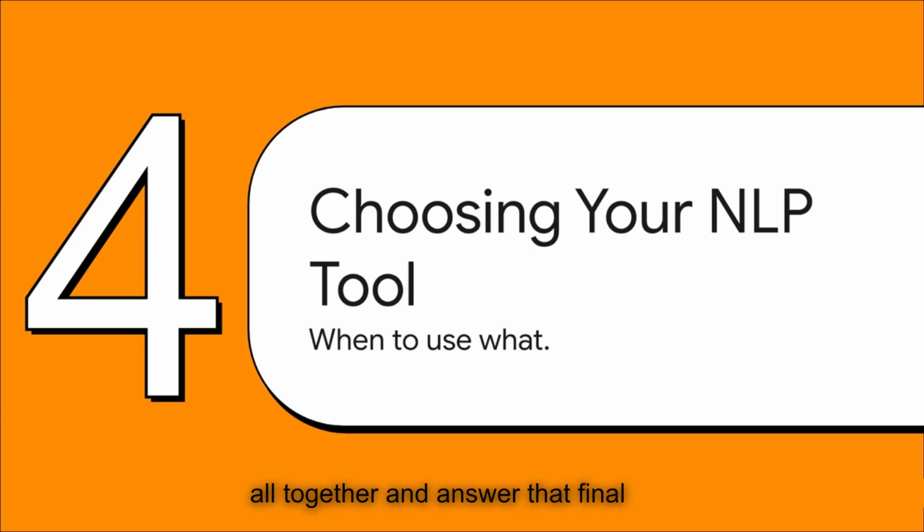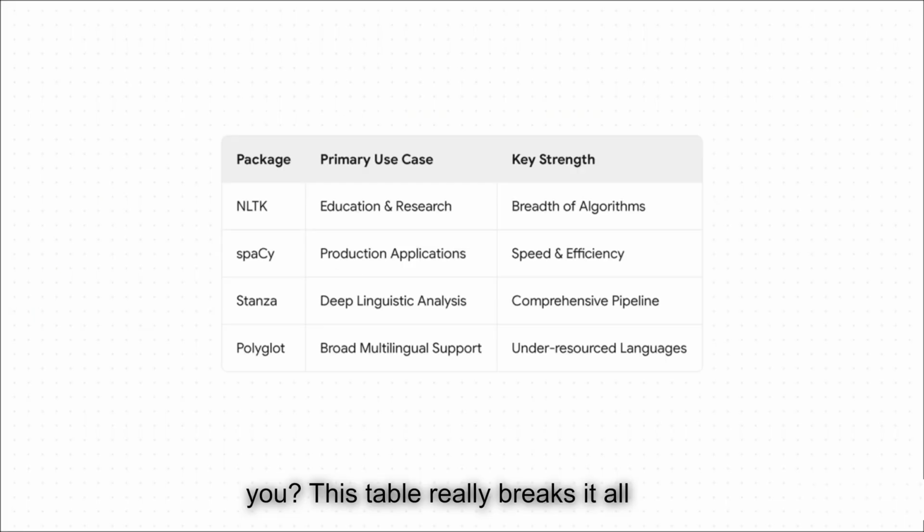So let's bring it all together and answer that final question. Which one of these is right for you? This table really breaks it all down, doesn't it? The key is just matching the tool to your task. If you're learning or you need that fine-grained control for a research project, you're going to start with NLTK. Building a fast, real-world app? Go with spaCy, no question. Need the most accurate linguistic analysis possible for a scientific paper? Stanza is your powerhouse. And for any project that involves a huge range of languages, especially the underserved ones, Polyglot is your hero.